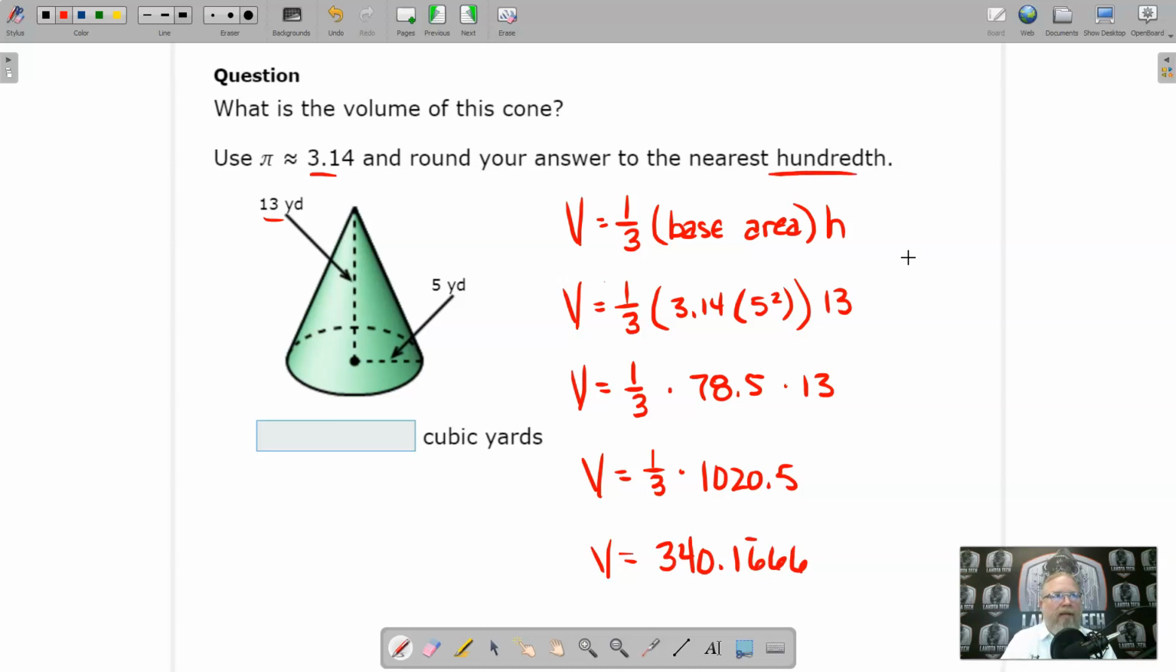Now they say to round to the nearest hundredth. So let's identify the hundredths place. Look to the right. This is a 6, so that means that the 6 here in the hundredths place is going to become a 7, and I would have 340.17 cubic yards.